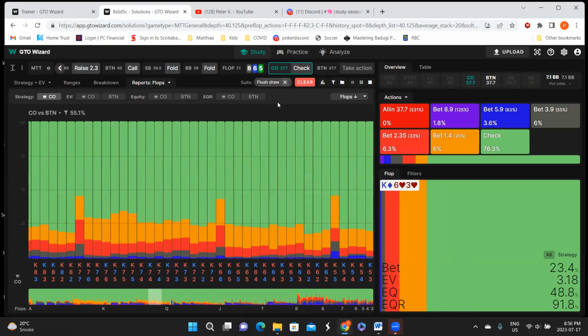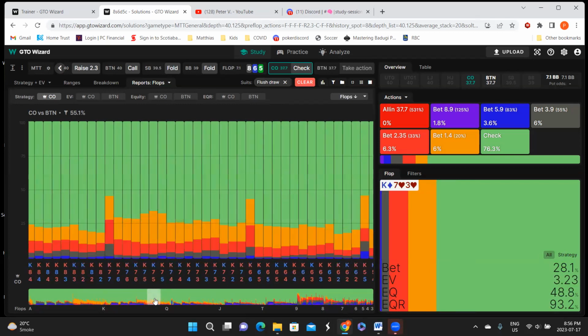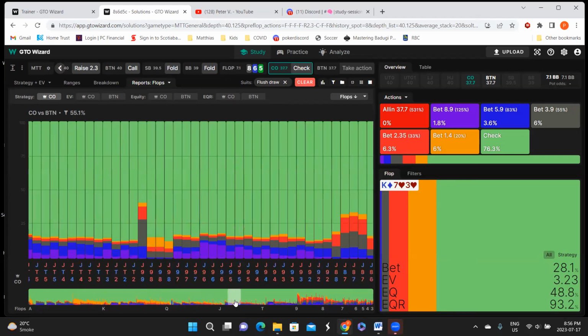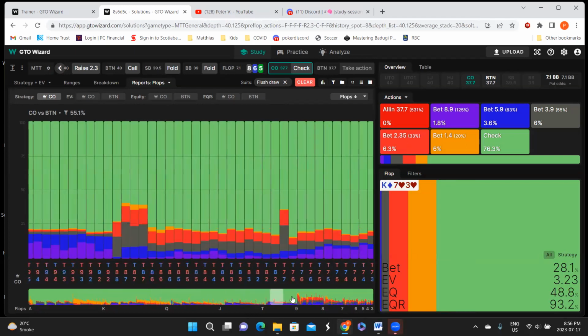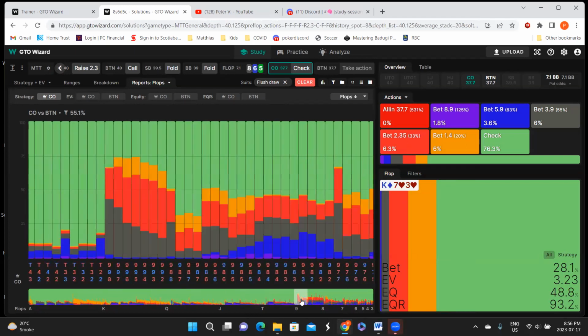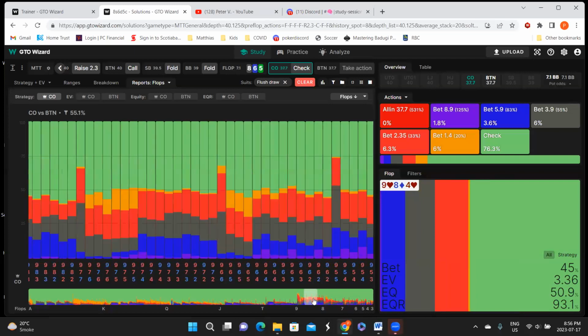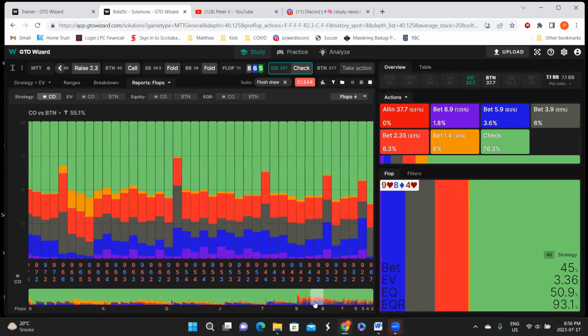Flush draw board, sorry. Yeah, so queen's going to be the same way. Jack's going to be the same way. 10's going to be the same way. And then 9, we kind of lose our small stuff again here, right? We love these 9s and 8 boards and 10 boards.